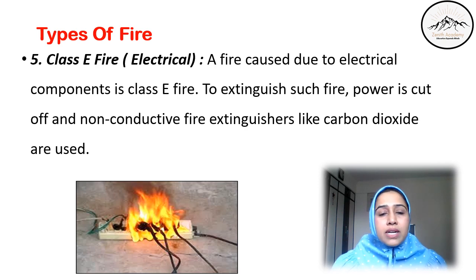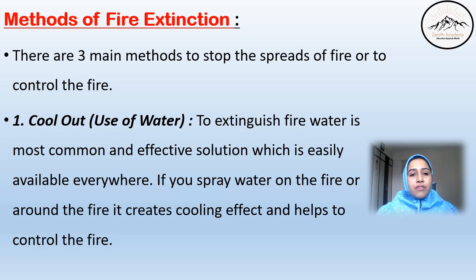So here we have studied the 5 types or 5 classes of fire. Next is methods of fire extinction. Now there are 3 main methods to stop the spread of fire or to control fire. First one is cool out.